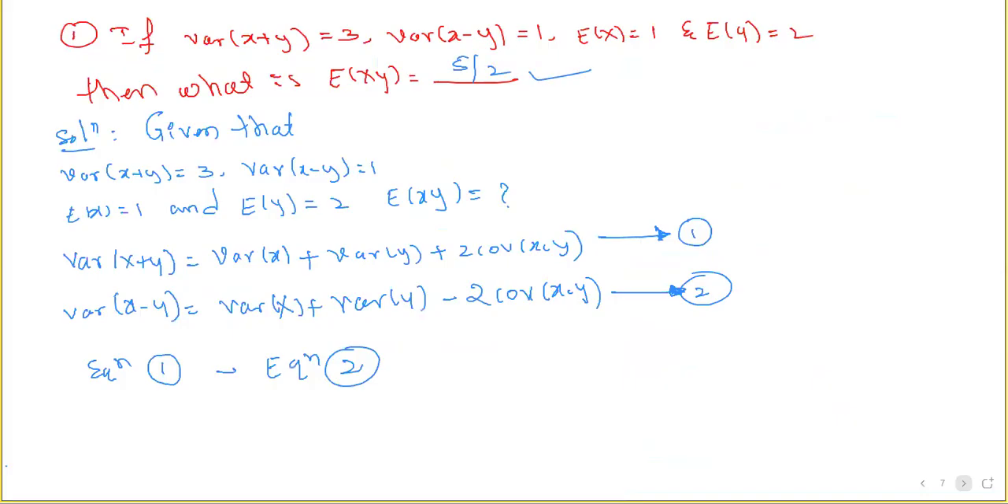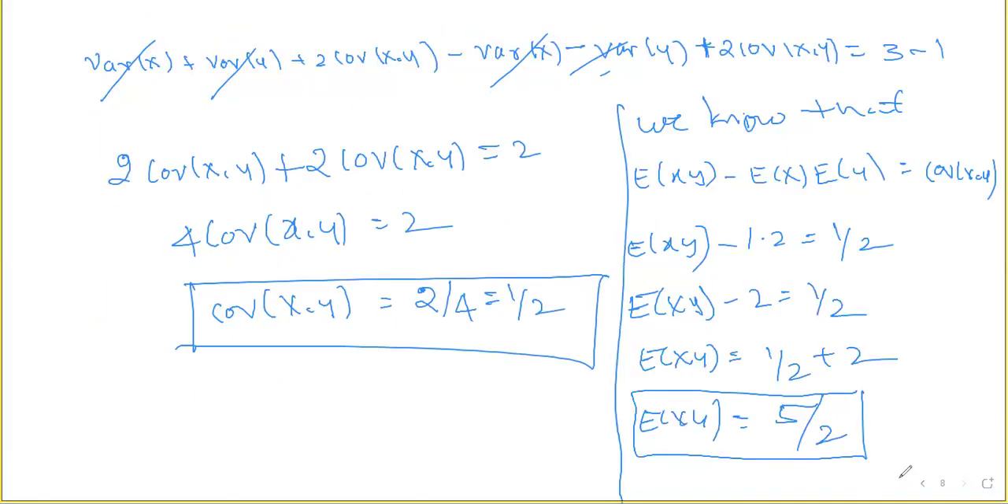So how we solved, I think it's clear, right? With the help of variance of x plus y, as well as variance of x minus y, and covariance between x comma y, using these three formulae, we get the value of expected value of xy. So I hope it's clear. We'll move to the next example.